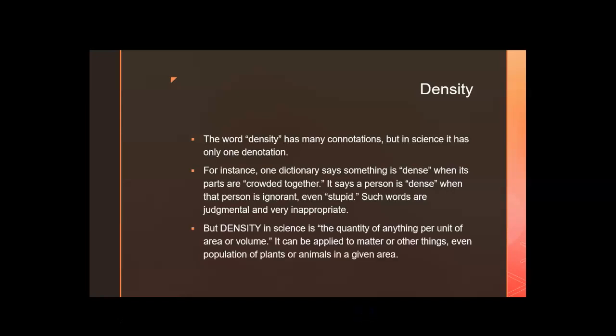But in science, density is defined as the quantity of anything per unit of area or volume. And it can be applied to matter or other things, even the populations of plants or animals in a given area.